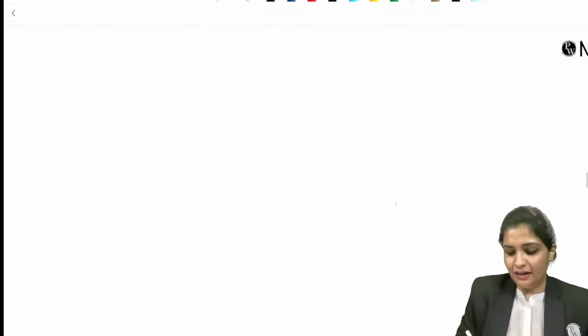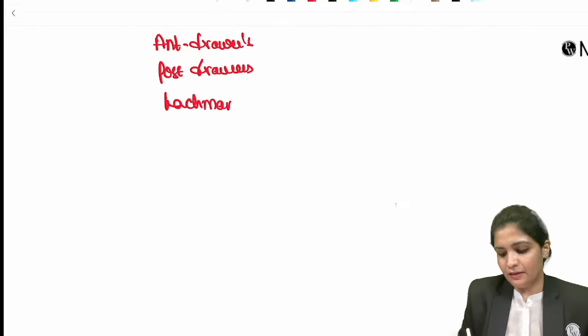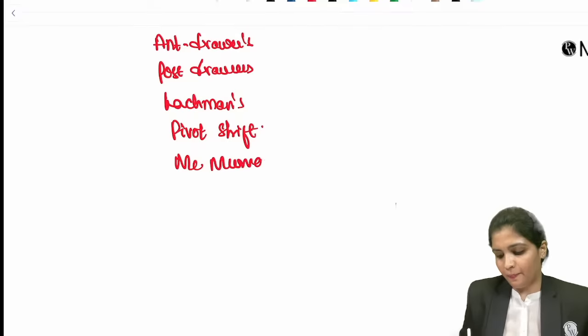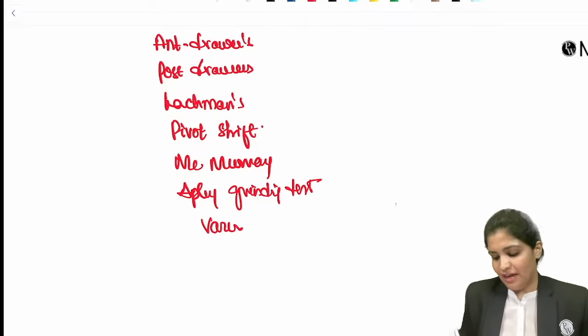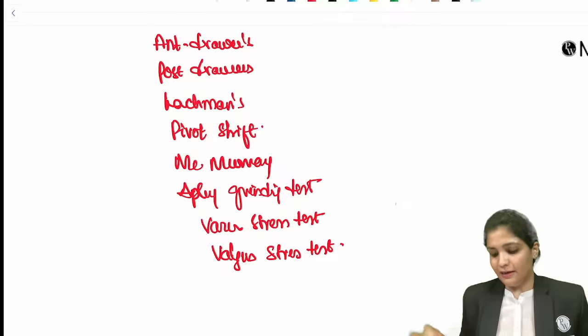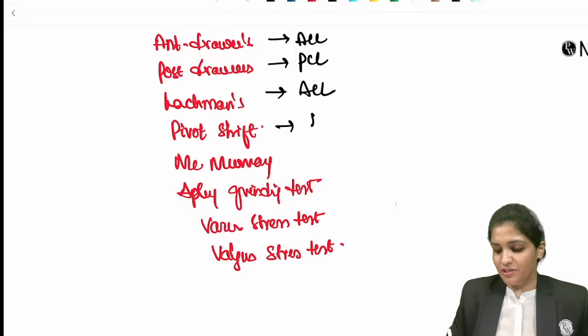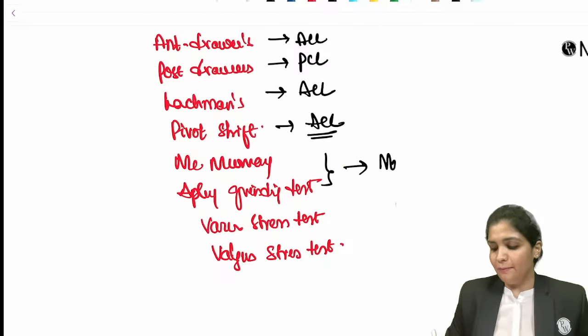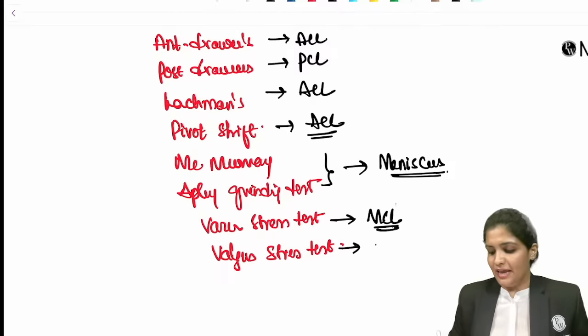So we have discussed the various tests here. One is your anterior drawer, a quick review, posterior drawer. Answer for yourself: Lachman's, pivot shift, McMurray's, Apley's grinding test, varus stress test and valgus stress test. You know the answers: these are ACL and PCL, Lachman's is ACL, pivot shift is specific for ACL, McMurray's and Apley's grinding are for meniscus. Varus is for the MCL and valgus is for the LCL.